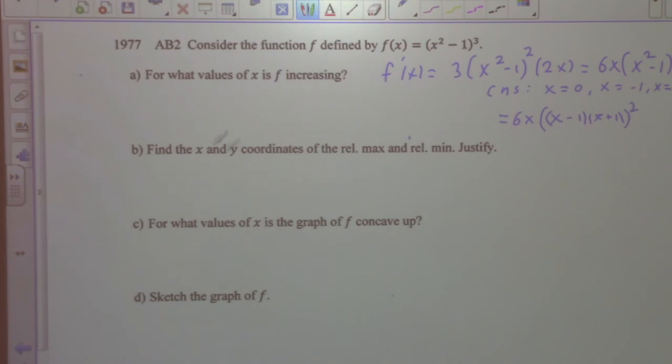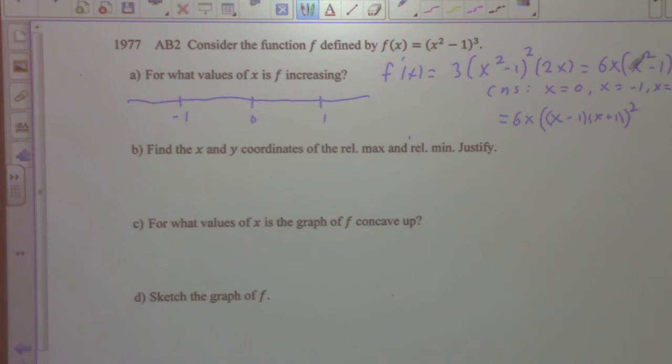And so now can you tell what values f is increasing? Yes. So -1, 0, and 1. And so you can take this thing right here, but you know all this is squared, right? So this is always going to be what?